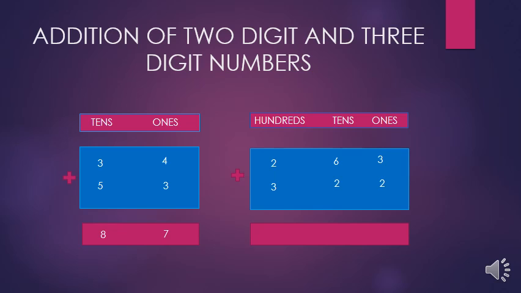Whichever is the bigger number you can keep in your mind, and the small number you can count on the fingers. 5 in your mind and 3 on the fingers. After 5 what comes? 6, 7, 8.